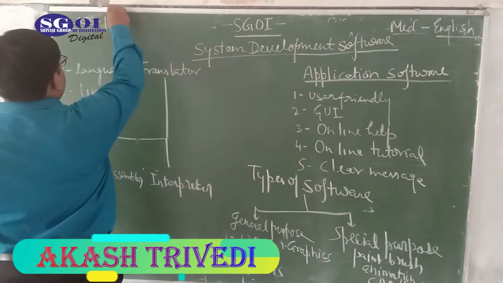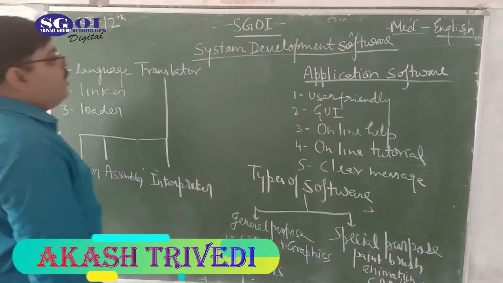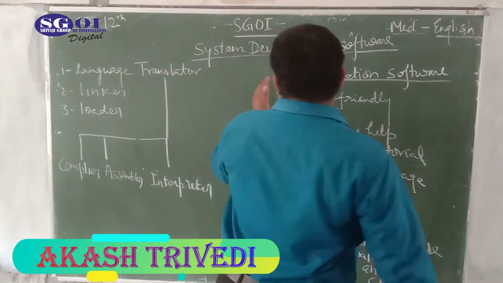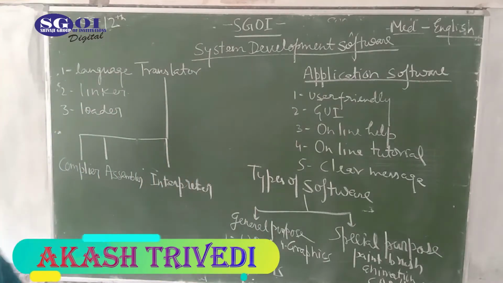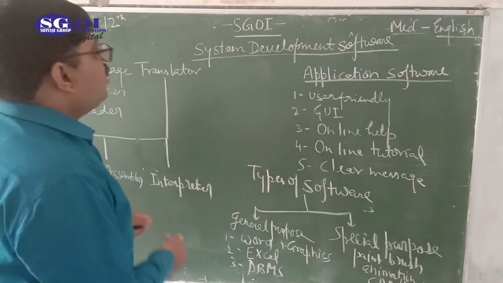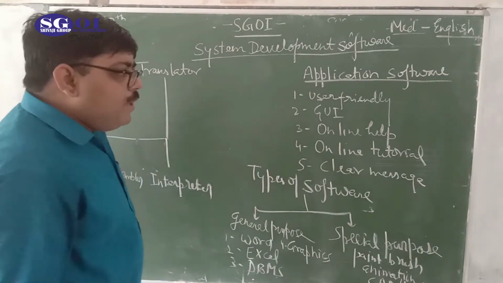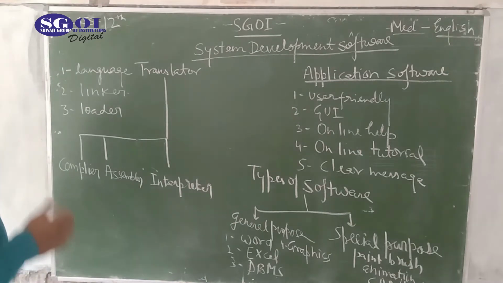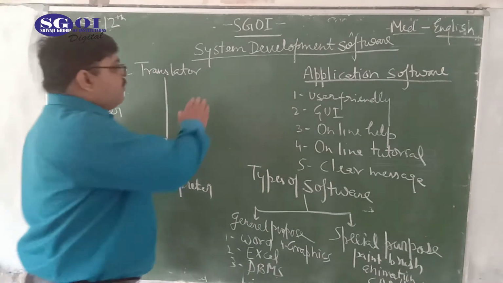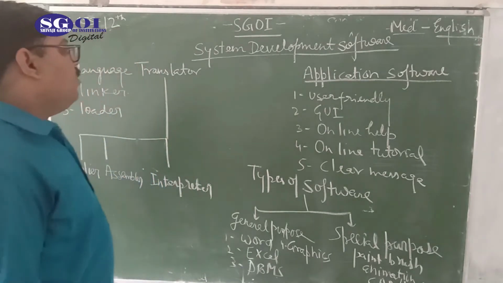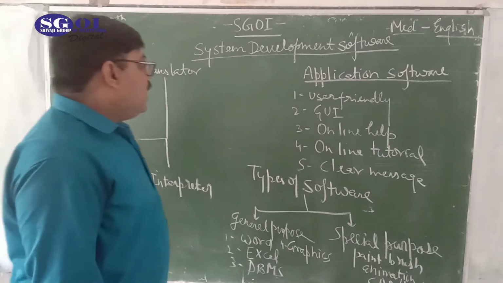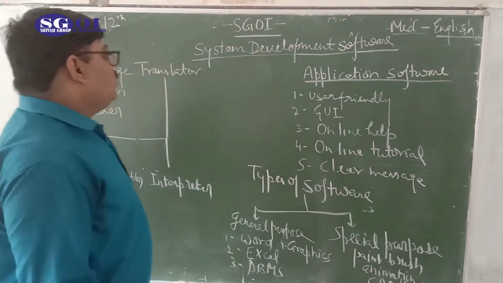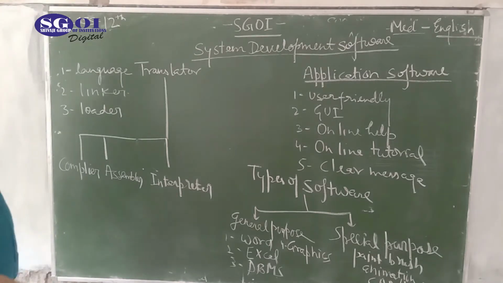In this class we will understand software. What is software? Software क्या होते हैं? Software are the instructions which are very helpful to run the application on computer. And there is system development software. System development software are those software which are very helpful to develop the softwares which are used by the users, which are used by different people.